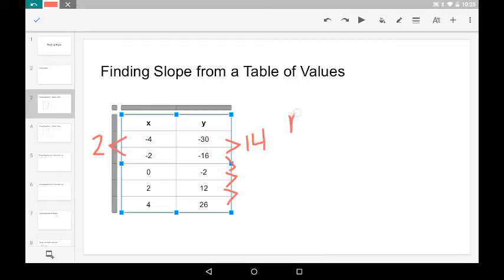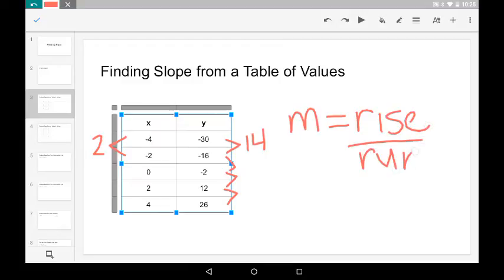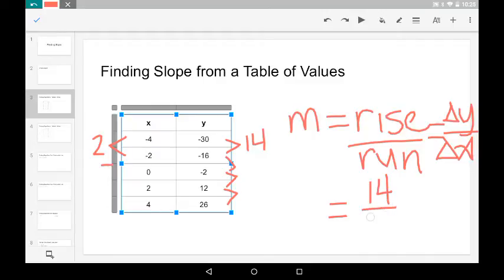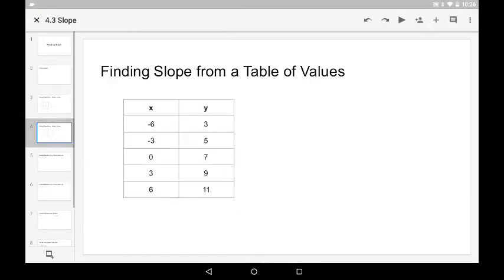So to find out, slope is denoted m. M is rise over run, or delta y over delta x. In this case, delta y, the change in the y values, is 14. The change in the x values over here is 2. Divide that down and you get 7. So m is equal to 7. So our slope of this line is 7. I'm going to give you a minute so you can figure out the slope of this line.